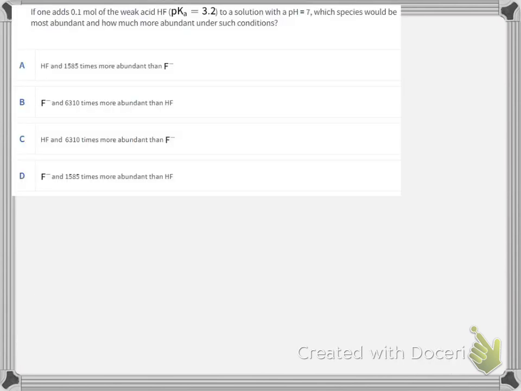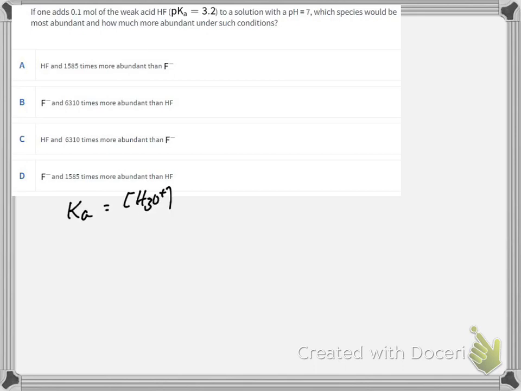Okay, so we have a problem that's similar to that. If one adds 0.1 molar of the weak acid HF, with a pKa of 3.2, to a solution with a pH equals 7, which species will be most abundant? Which species will be most abundant, and we want to quantify it.